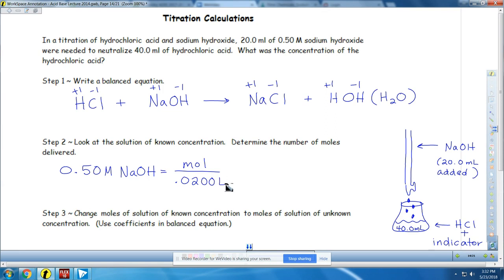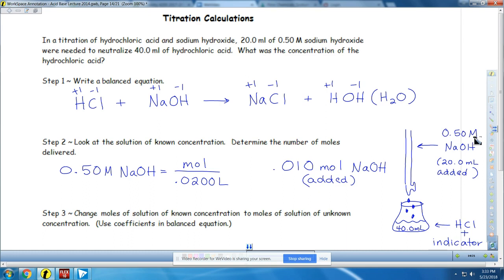We'll cross multiply to solve it for moles, and we'd be looking at about 0.01 moles of sodium hydroxide added, delivered, used. All we did was take that sodium hydroxide solution and turn it into moles. And we knew that it was originally 0.5 molar.